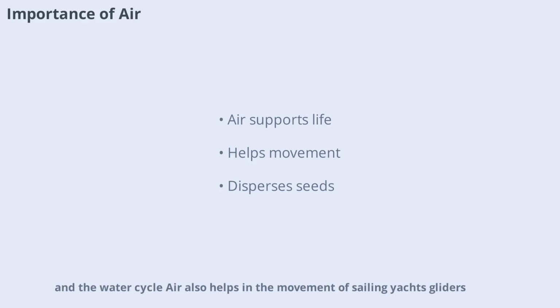It supports breathing, burning, and the water cycle. Air also helps in the movement of sailing yachts, gliders, parachutes, and airplanes. Birds, bats, and insects can fly because of air. Seeds and pollen are dispersed by wind, helping plants reproduce. Air plays a crucial role in many natural processes.